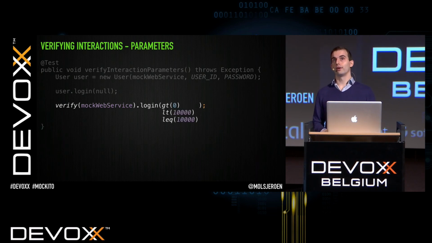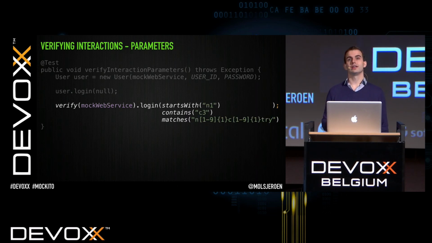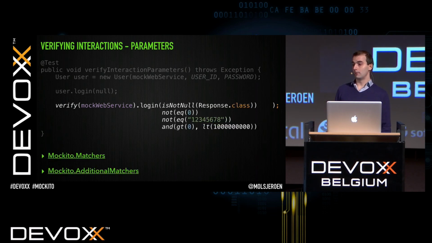Now, there are even more advanced matchers like greater than, less than or equal, or string matchers where you can say the string should start with this value, or accord to this regex. And even crazier stuff like it can be any object of this class, but it should not be null, or it needs to be between those two values. Out of the box, Mockito has two classes where it defines all kinds of matchers you can use, Mockito.matchers and Mockito.additionalMatchers. So you should find a matcher for every one of your use cases. And if there's not, you can also extend the matcher interface yourself, implement it, and then you can write your own matchers. We will actually do that later in this presentation.